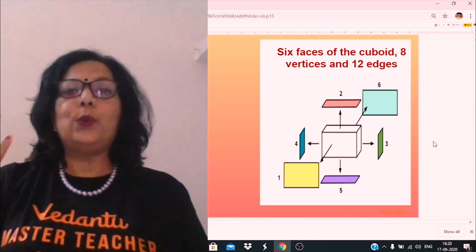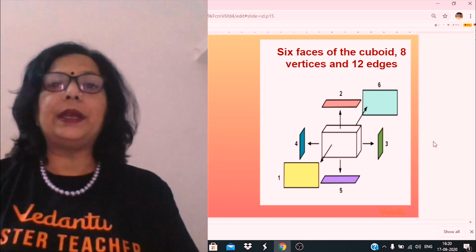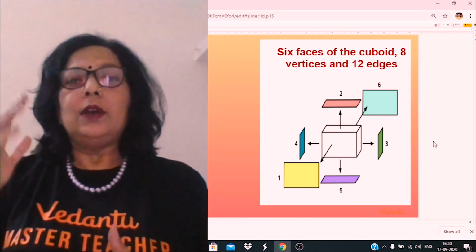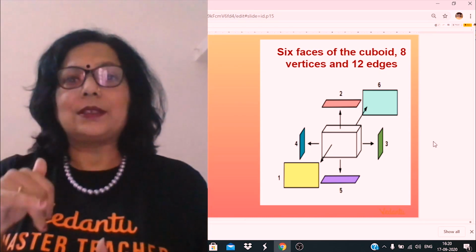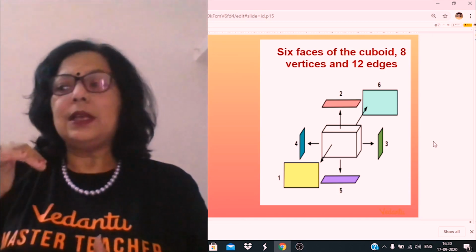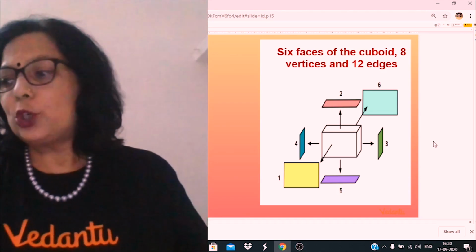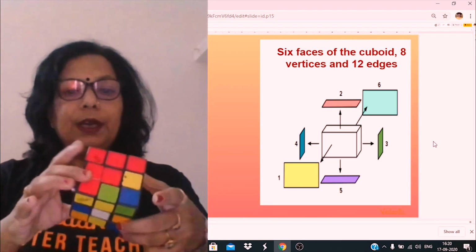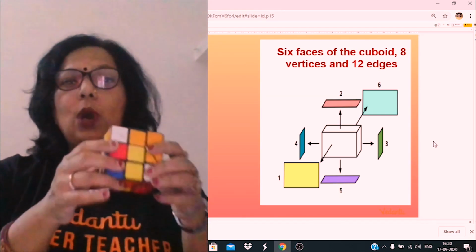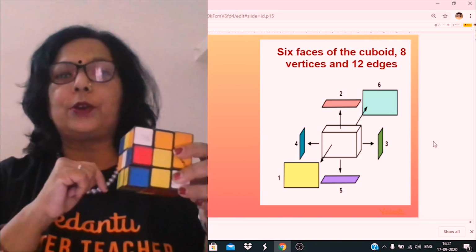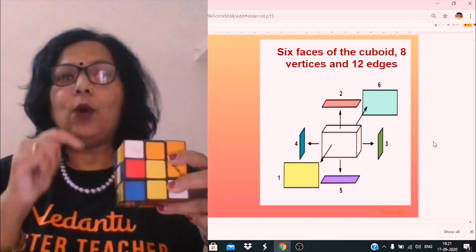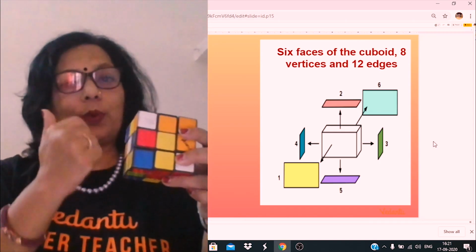Now, how many vertices and how many edges does it have? Any cuboid will have 6 faces, 8 vertices and 12 edges. Let me show it to you. Same is the case with the cube also. This is a cube. It also has the same. Now, how any cube or cuboid has six faces I showed you, and how it has 8 vertices and 12 edges.